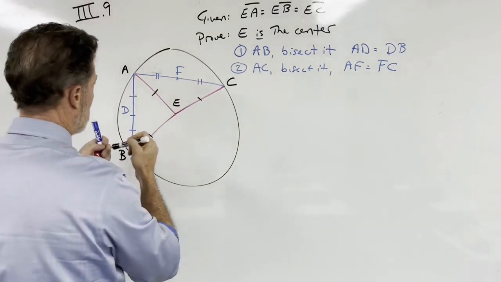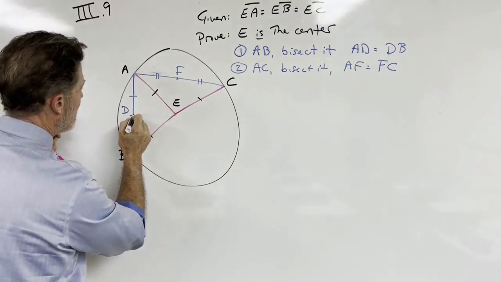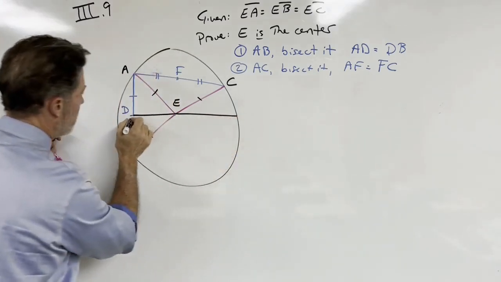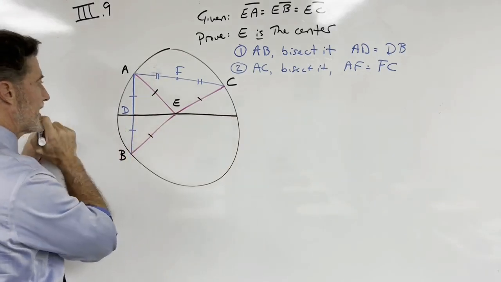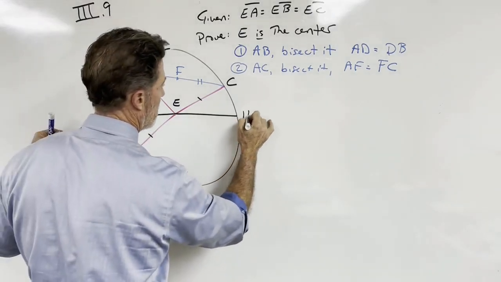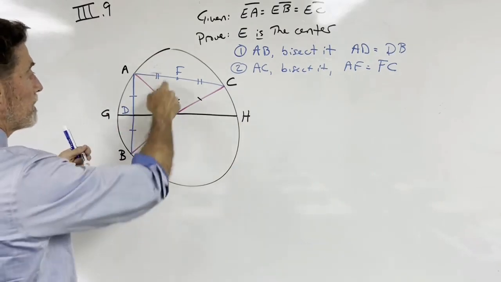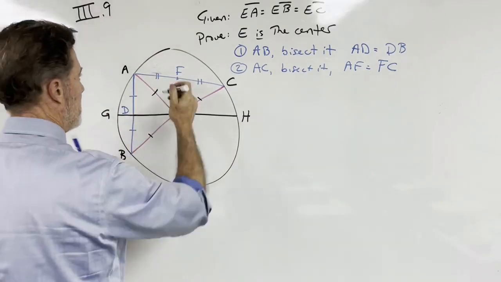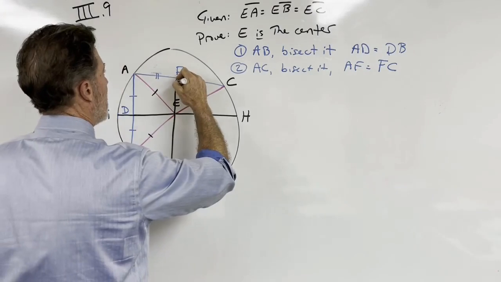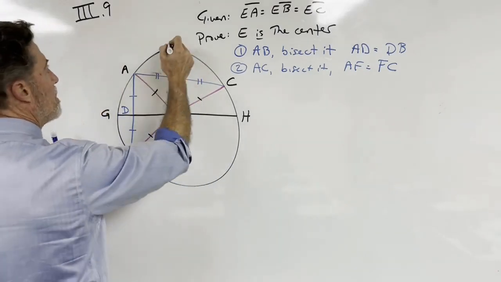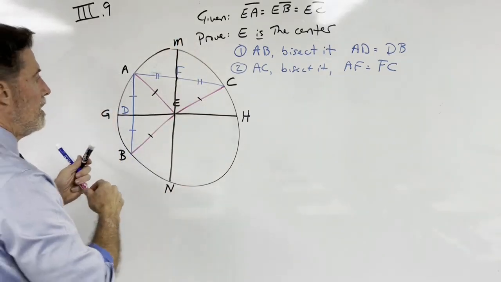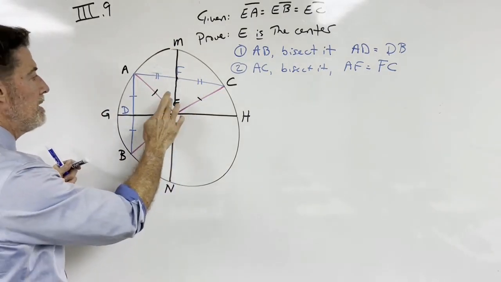Now from point D, we're just going to connect D to E and extend it, and also extend it the other side so that it contacts the circle, and we'll call this GH. And likewise, we're going to do the same with FE. We're going to connect our point of bisection to E, extend it through, and then extend that back until it contacts the circle, and we'll call this MN. All right, so from this we're going to prove that E is the center of the circle.